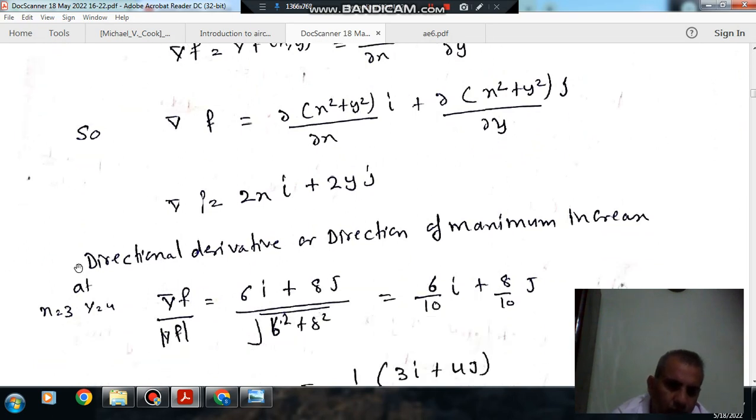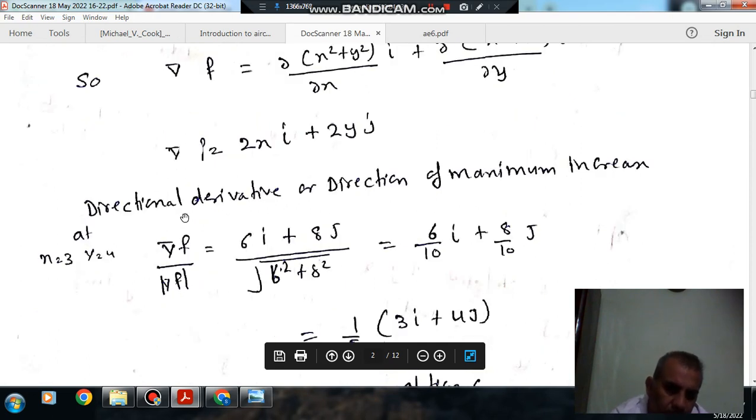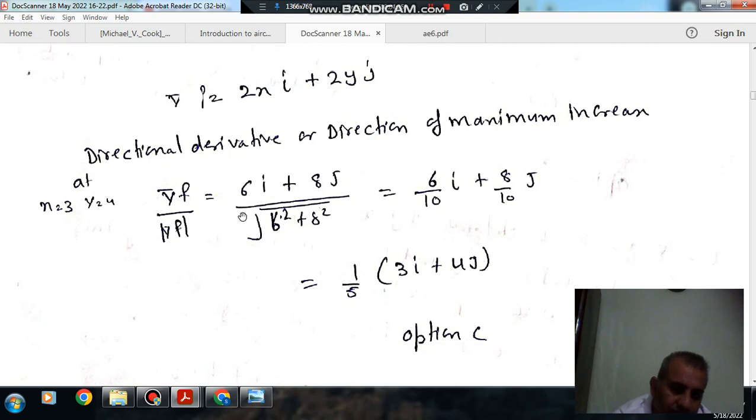Okay, so the direction of maximum increase at x equal to 3, y equal to 4 is this. We will put the values of x and y and divide by the magnitude, then that is the directional derivative or direction of maximum increase, or the fastest increase.